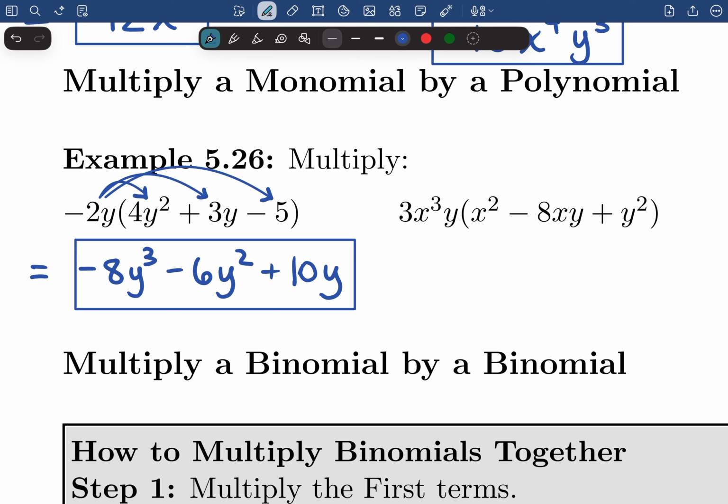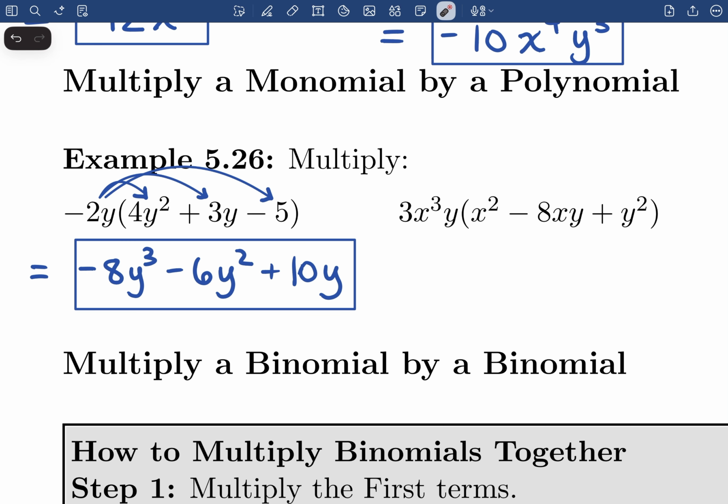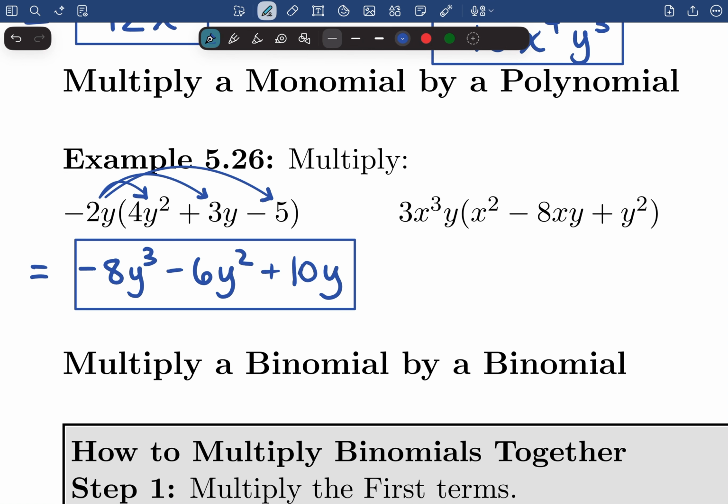Let's practice doing this again with this next example. Here I'm going to take 3x cubed y. That is my monomial. It's a mathematical expression with one term, and I'm going to distribute it to all three of the terms of this trinomial. We're going to multiply this single term with these three terms, one at a time.